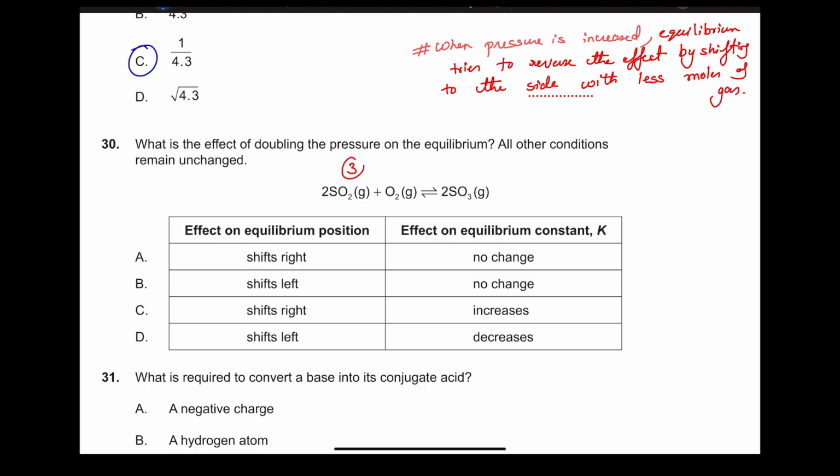So here you have 3 moles of gas on the reactant side, 2 moles of gas on the product side. As you're increasing pressure, equilibrium will shift to the side with less moles of gas. So equilibrium will shift to the right. So yes, you can eliminate B and D.